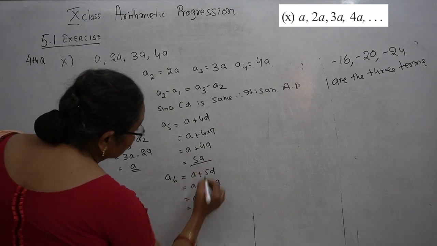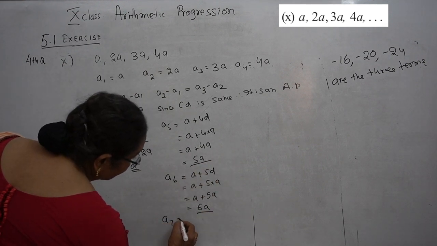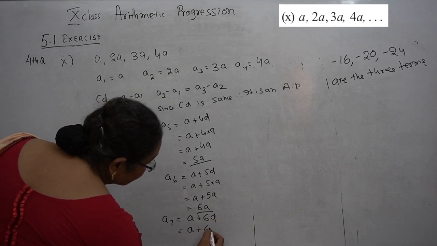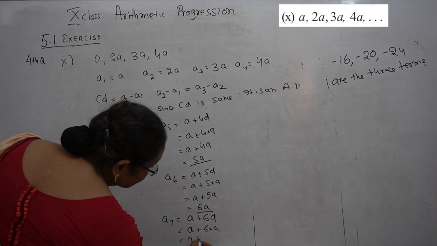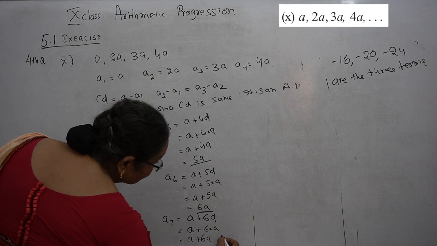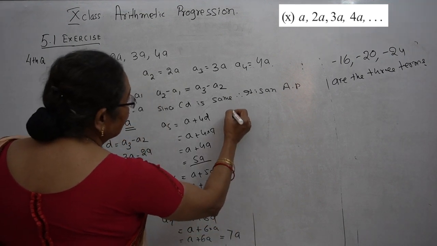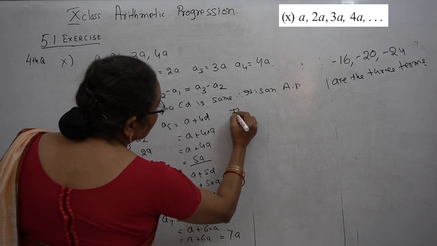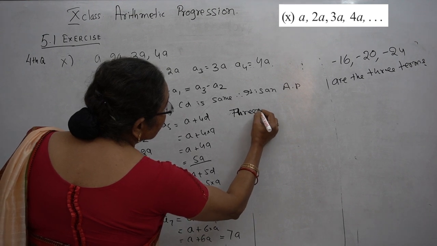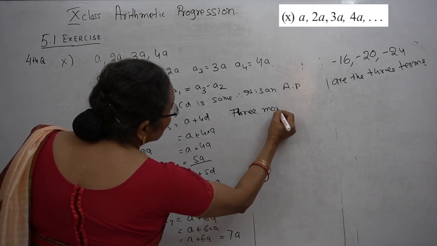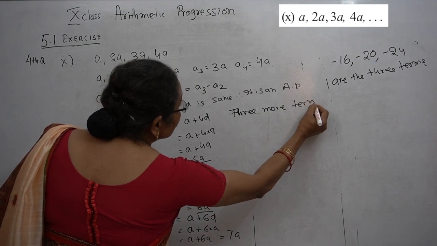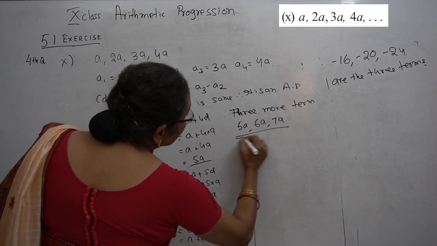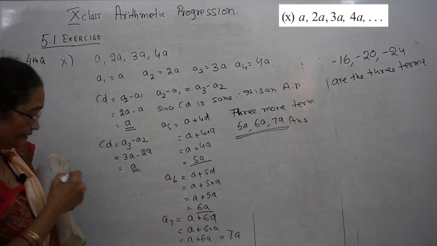Then A7 equals A plus 6D. A is A, plus 6, D is A, that equals A plus 6A, that equals 7A. So what is our AP? 3 more terms. You will write here 3 more terms. What are they? 5A, 6A, 7A. Right? Answer.